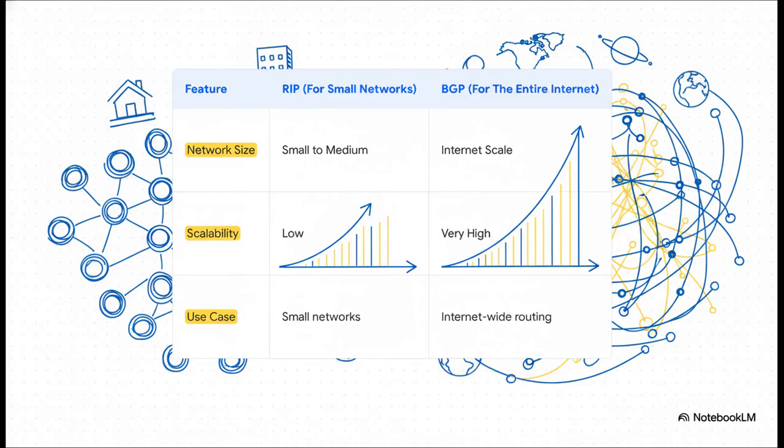Now, what's so interesting here is the massive difference in scale. For smaller local networks, like in an office or a school, we use simpler protocols like RIP. It works great for that. But for the entire internet, you need the big guns. You need BGP, the Border Gateway Protocol. This is the powerhouse that literally connects all the huge networks together to make the internet what it is.